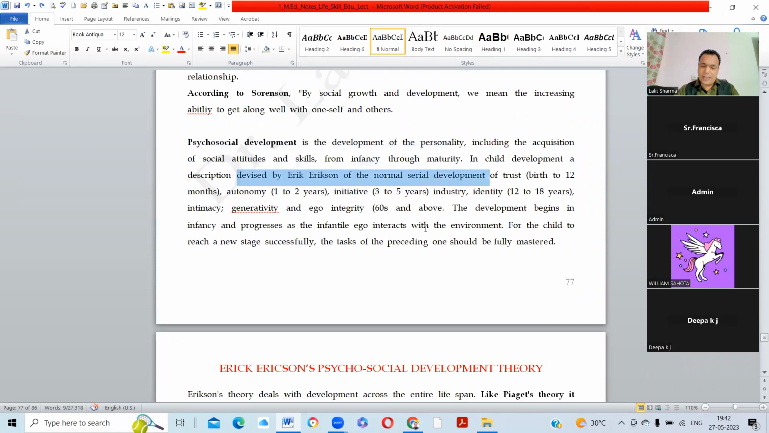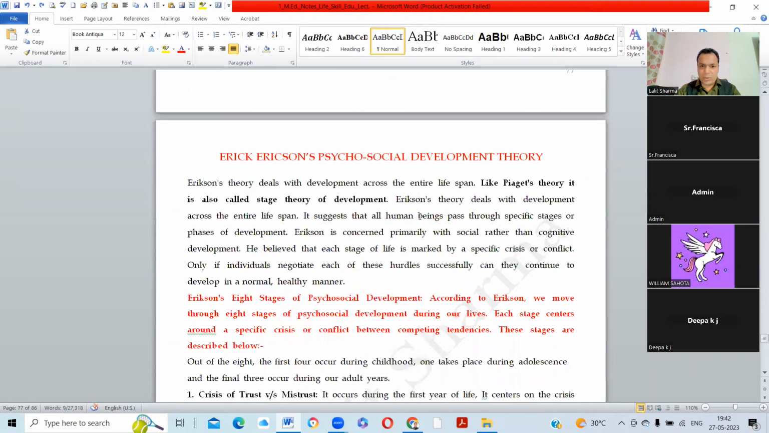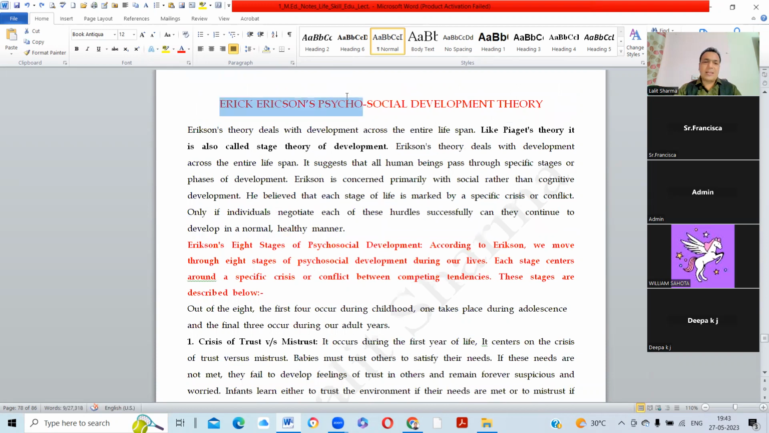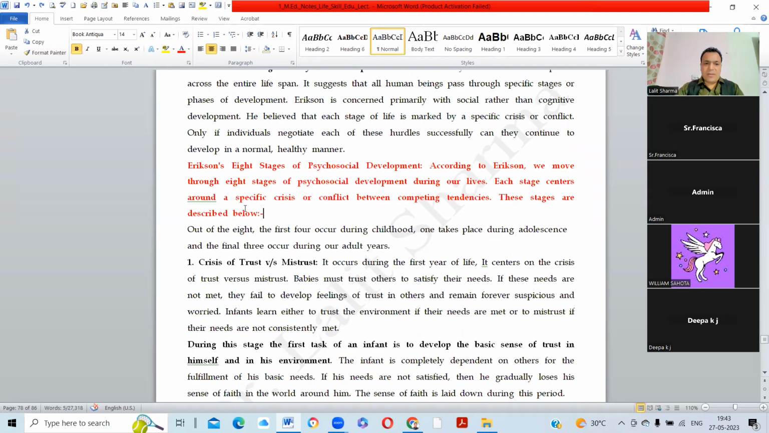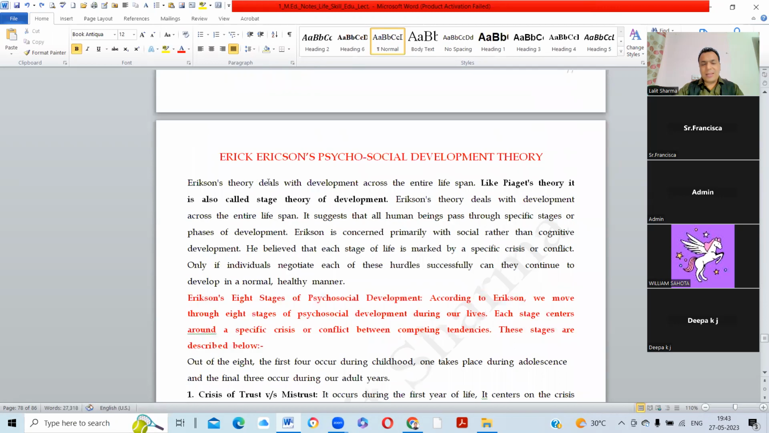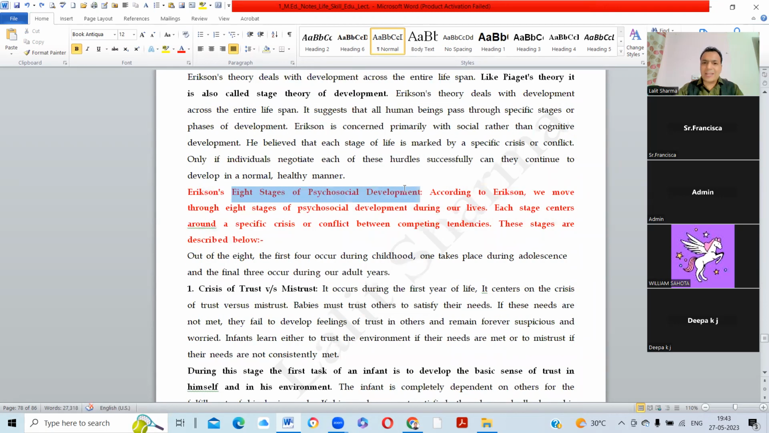Guys, you can read this, okay. If you have any problem, we can discuss later on, don't worry, right? Erik Erikson was his full name. The full name of that person is Erik Erikson, psychosocial development theory. Right? It means development through social interactions. So basically under this theory, he has given 8 stages of psychosocial development. According to Erikson, we move through 8 stages of psychosocial development during our lives.